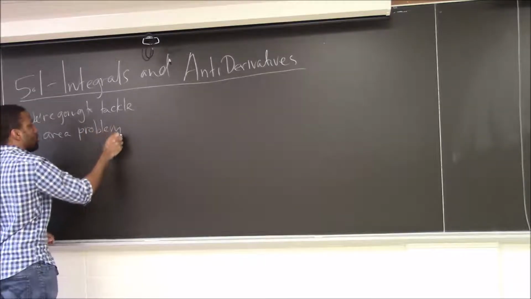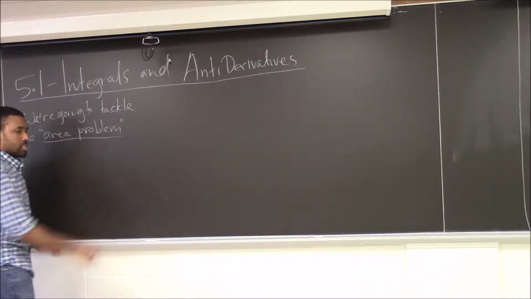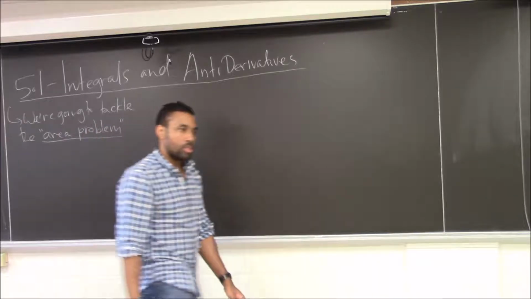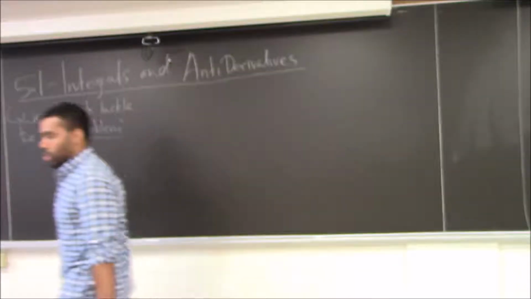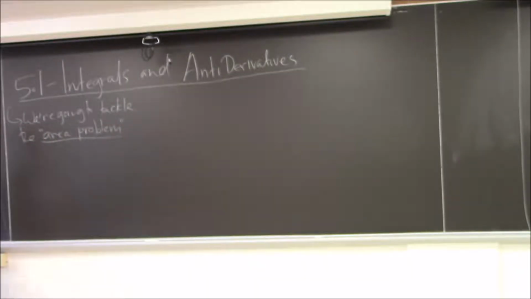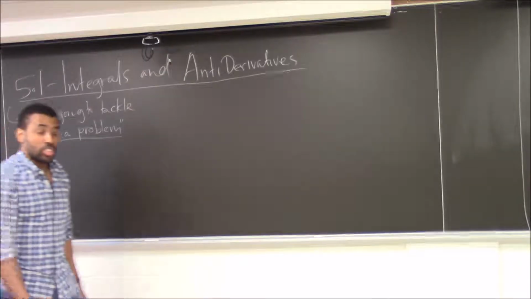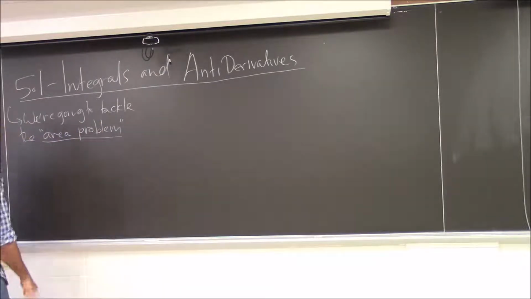The so-called area problem. Basically, how much space does something take up? That is the question we want to answer, right? So the derivative was the answer to the question, how fast is this thing moving? We want to now find the answer to how much space this thing takes up, which is an important question.